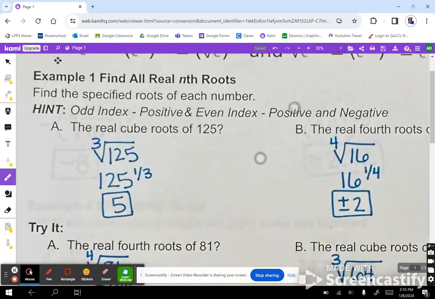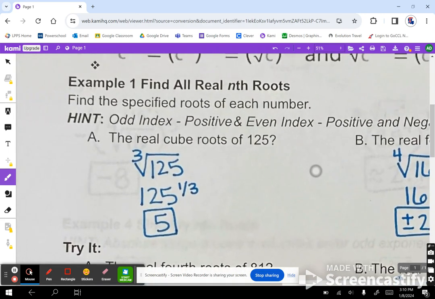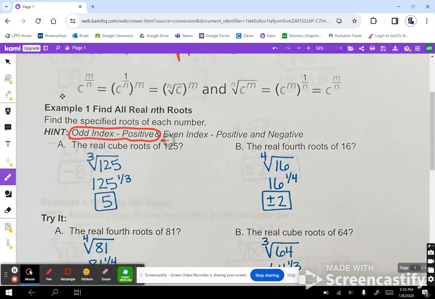All right. So example 1, find all real nth roots. Find the specified roots of each number. And the little hint there is very, very important. If you have an odd index, then your answer is positive only. An even index means that your answer is both positive and negative. Some people get confused with that note. If you need to write a circle around or highlight that, then do so. Odd index, positive, and an even index, positive and negative. That's what that means.